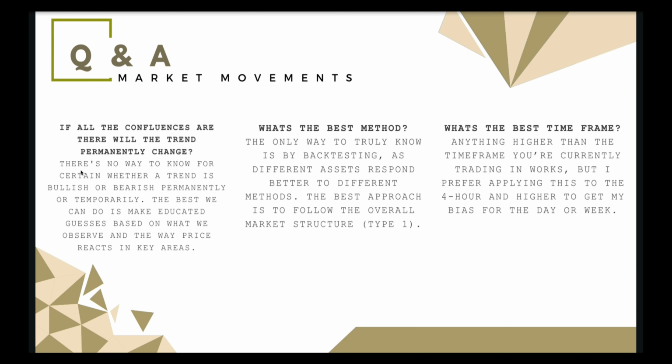Well, my answer to that is there's no way to know for certain whether a trend is bullish or bearish, permanently or temporarily. The best we can do is make educated guesses based on what we observe and the way price reacts in key areas. So guys, even though I give you these examples and these methods, all this information, like I said, it's still not 100% fail proof.